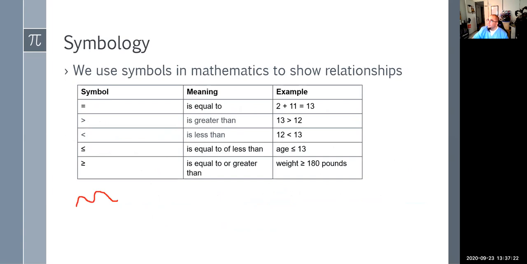So math has a lot of symbols. And then when you get further up into the trigs and the calcs, there's even more symbols you have to know. Good news is this is pretty much the basis of the symbols you need to know for being a physical therapist assistant. And in reality, we don't use too much greater than or less than unless we're talking about pain. And we'll talk about that in a bit.